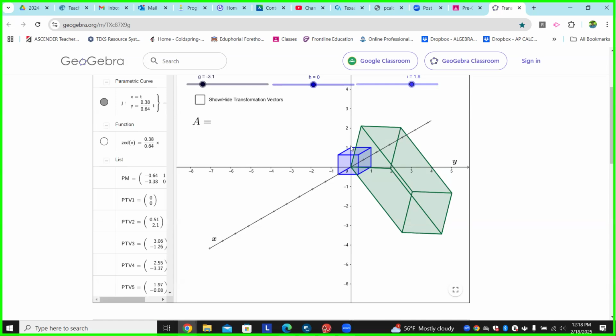So then that next part then says reflect across the xy plane. So here's the xy plane. The reflection should then be, but on the z-axis. That's how they did it.